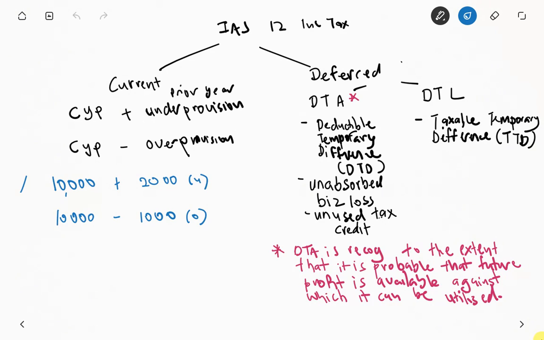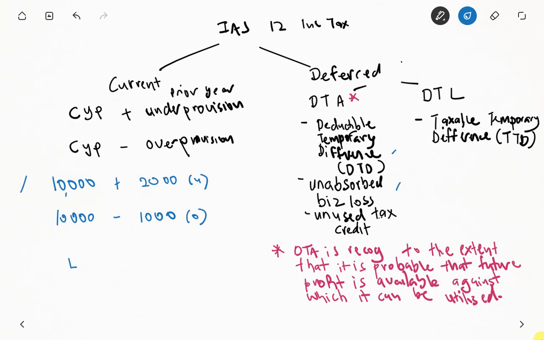Deductible temporary difference means in the future it is deductible, which is good. So I am allowed to deduct tax in the future. What do I do now? I recognize the asset now. But the recognition of the asset is subject to this: we only recognize up to the extent that it is probable that future profit is available for us to utilize it. I use this example: unabsorbed business loss, unused tax credit. Normally we use unabsorbed business loss.